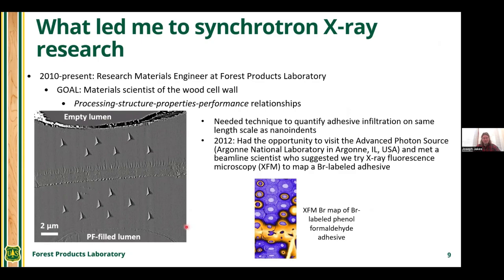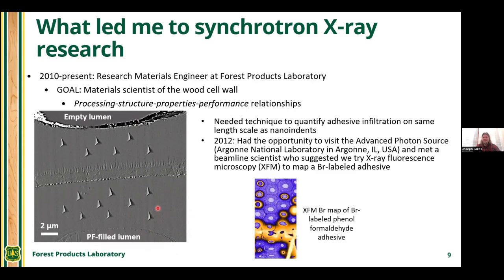One example is I was interested in understanding wood adhesive bond lines and how the adhesives interact with wood cell walls right at that bond line. So I was able to do these nanoindentation measurements where I could test a cell wall next to an adhesive. This is a phenol formaldehyde filled lumen. And I could find that the cell wall next to the adhesive had higher mechanical properties than the cell walls away from the adhesive. But I didn't know how much adhesive has to infiltrate in the cell wall to cause those changes in mechanical properties. And those are the types of basic questions we were interested in.